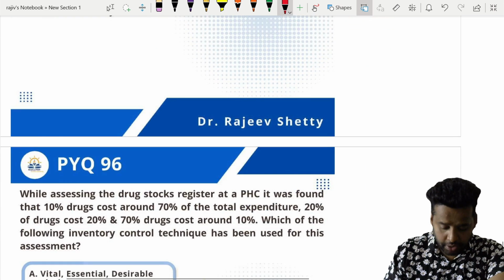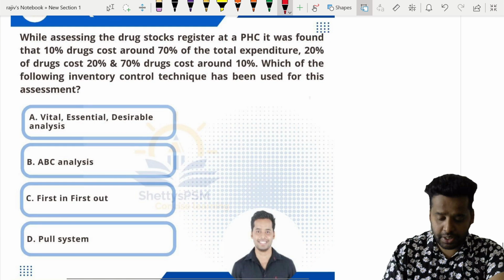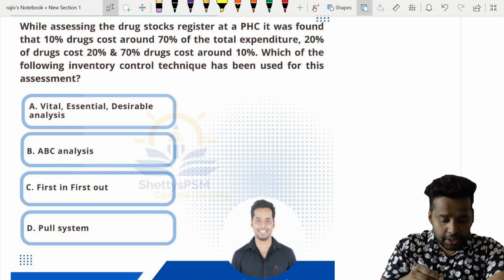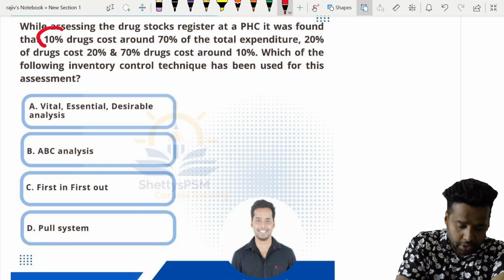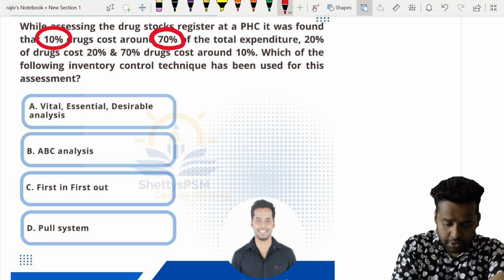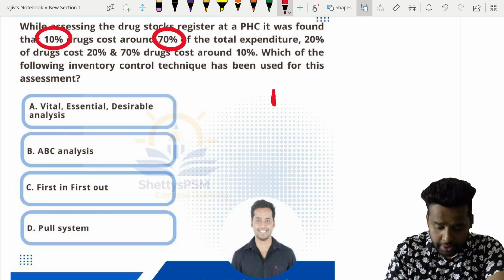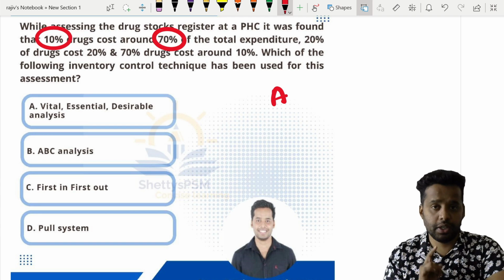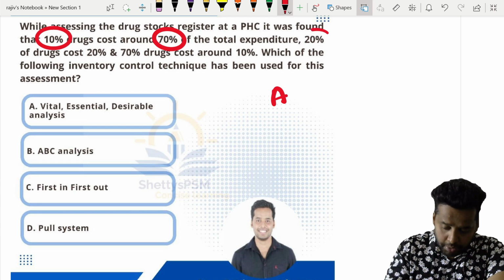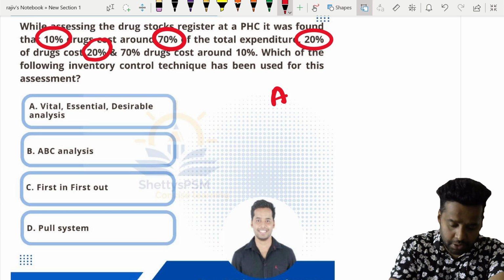Very, very good question. See this question. What is happening in a primary health center? 10% of the drugs will account for 70% of the cost. Those are classified as A drugs. Very important drugs, A drugs. 20% of the drugs account for 20% of the cost.